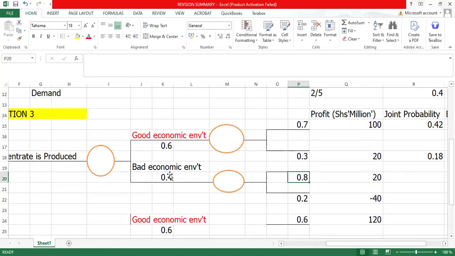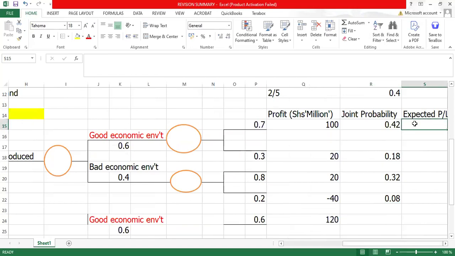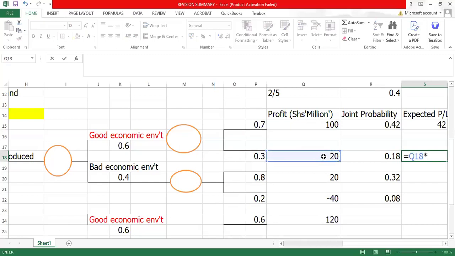Like here, it's 0.4, then times 0.8. You do the same for all. This is 0.4 times 0.2. Then to get expected profit, remember the word expected, it means that you're putting probabilities into consideration. So you get your profit, 100, then you multiply by the joint probability. You get your profit times the joint probability.